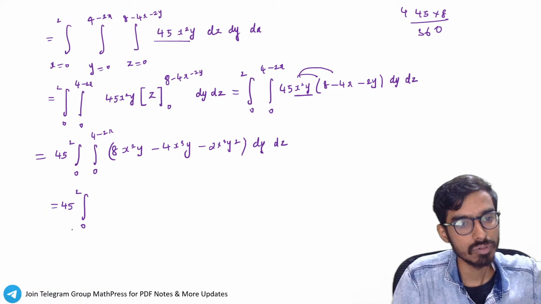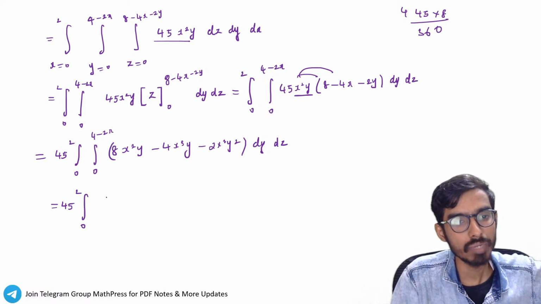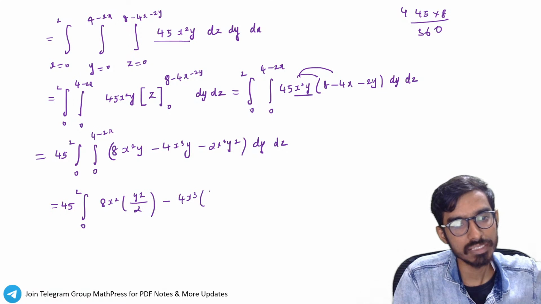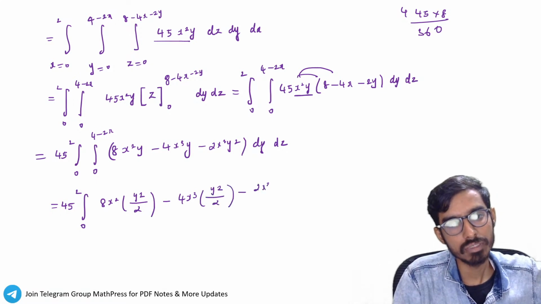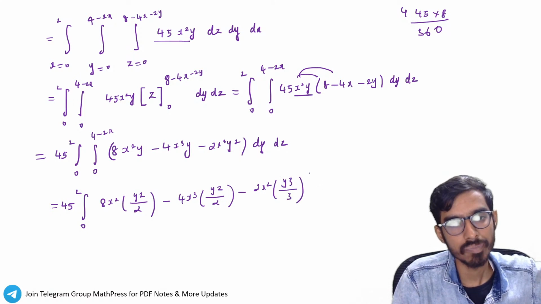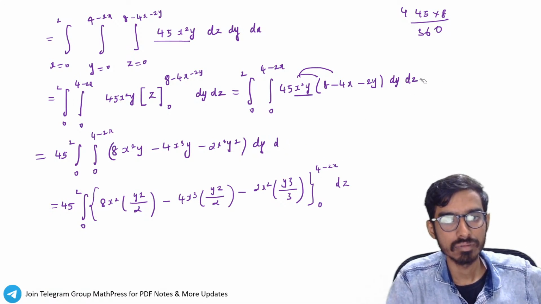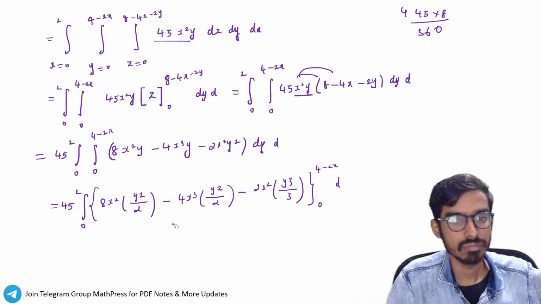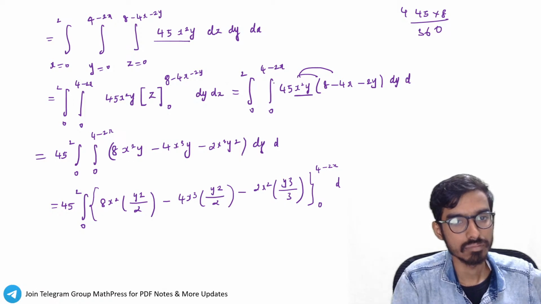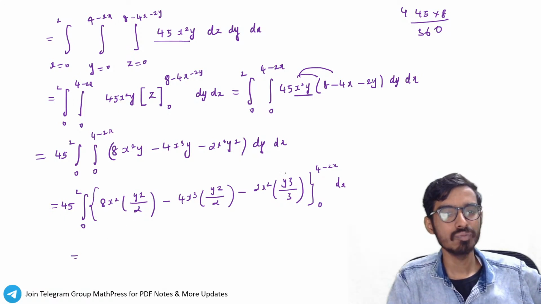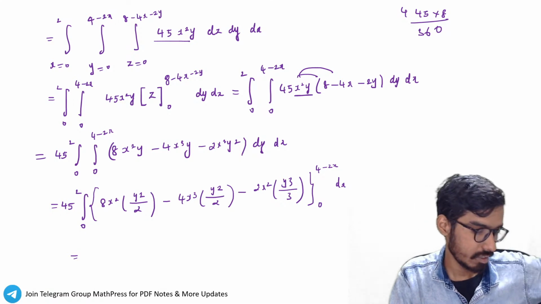45, x varies from 0 to 2, y varies from 0 to 4 minus 2x. With respect to y, 8x square is constant, and this will be y square by 2. 4x cube is constant, will be y square by 2. 2x square is constant, this will be y cube by 3. The upper limit minus lower limit. So 0 to 4 minus 2x, dx. Right, now you can easily integrate this, right? So you just put upper limit, expand it, you'll get the answer, right?